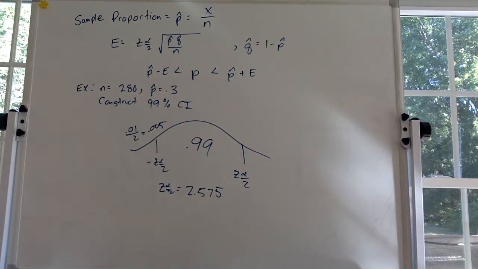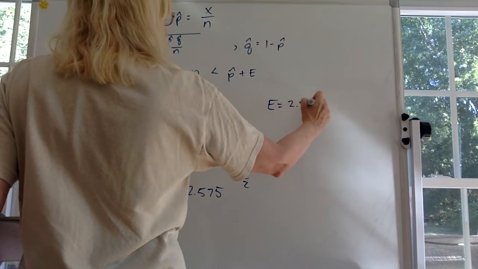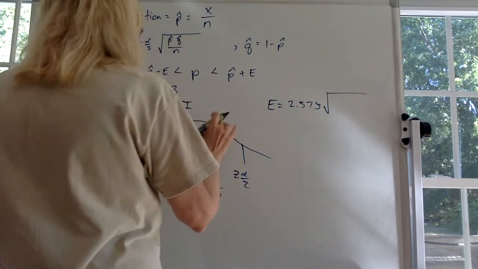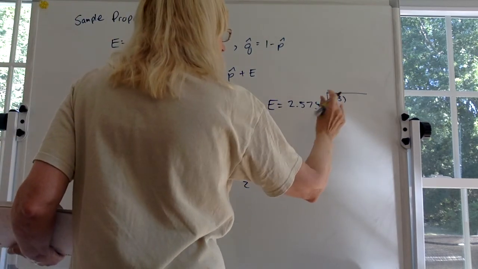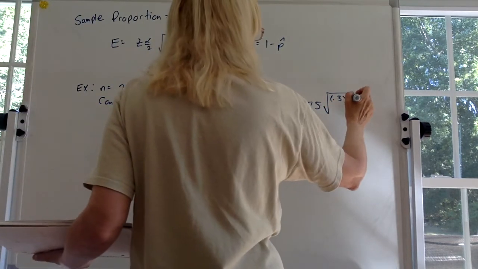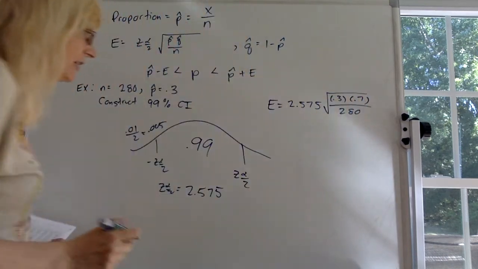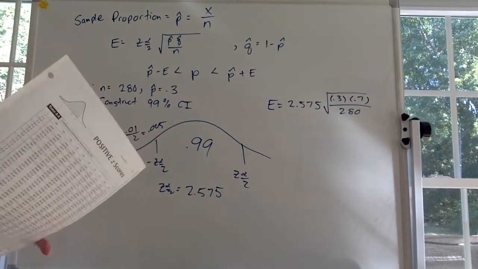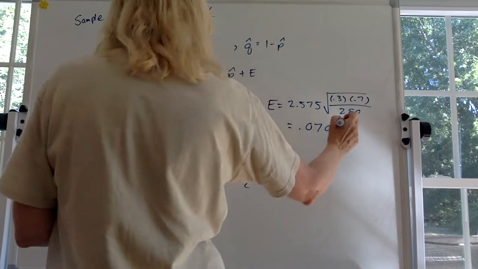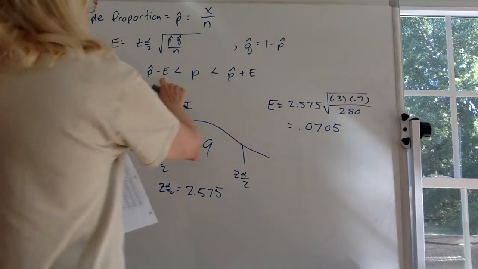Okay, now it's just simply a matter of plugging in. So how do we get e? It's that 2.575 times the square root of p hat. p hat is 0.3. What's q hat? q hat's 1 minus p hat. 1 minus 0.3 is 0.7, over n, which is 280. So you have to take your calculator out and figure out what that e is. And I got 0.0705.